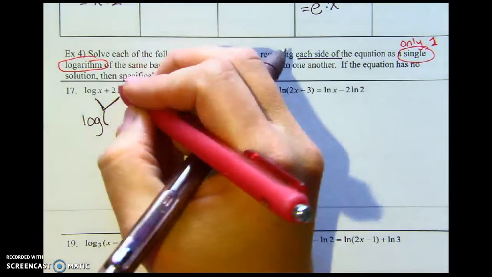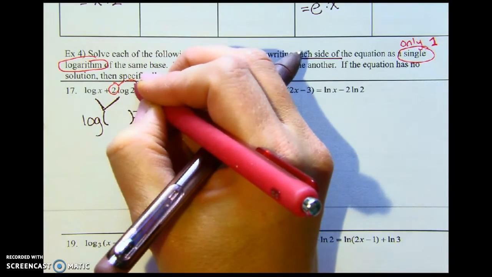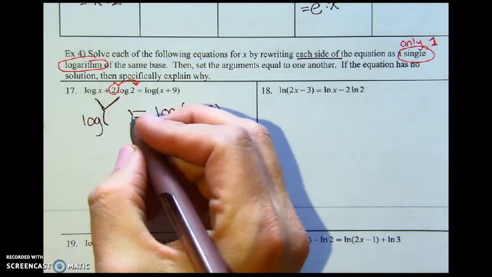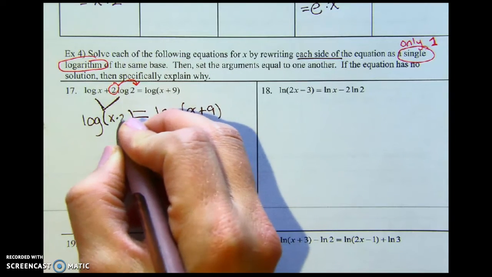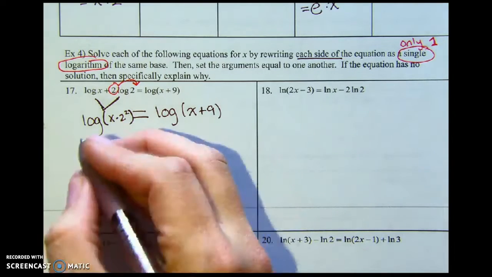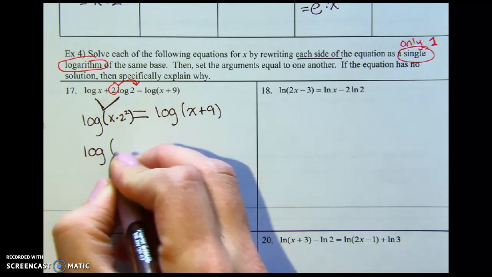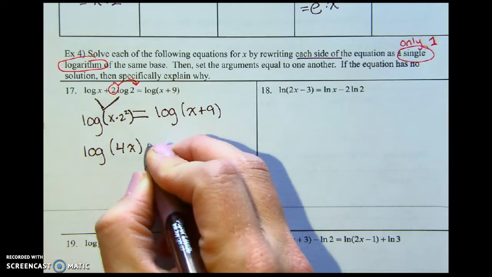What about this 2 though? This 2 really shouldn't be here. This 2 should really be up here. So it's going to be x times 2 squared. We can write that better. That would just be 4x. You agree?